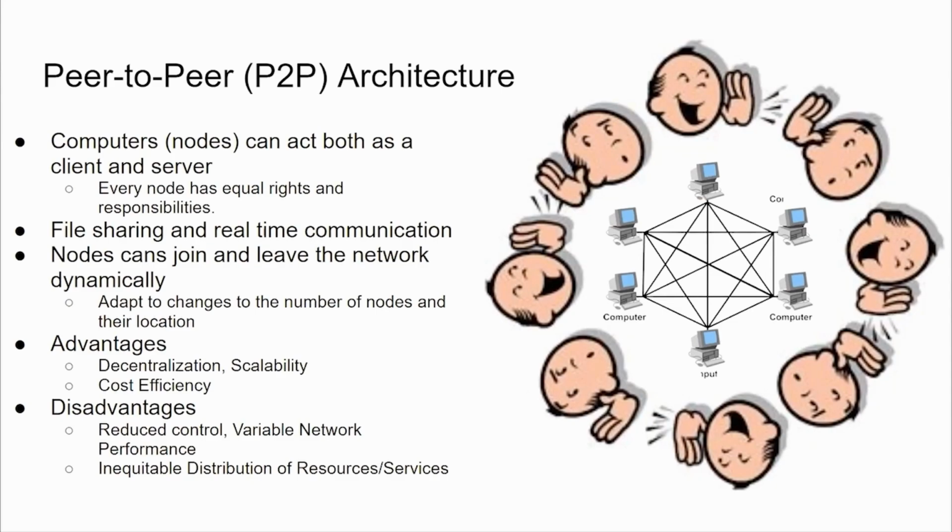However, as with any system, there are also some disadvantages to consider. While decentralization can be an advantage, it also means that there is reduced control over the network as a whole. Additionally, the variable network performance can sometimes lead to inadequate distribution of resources or services. Overall, though, the advantages of a network of nodes outweigh the disadvantages. By leveraging the power of each individual node, a network can provide a highly scalable, cost-efficient, and flexible solution for file sharing and real-time communication.